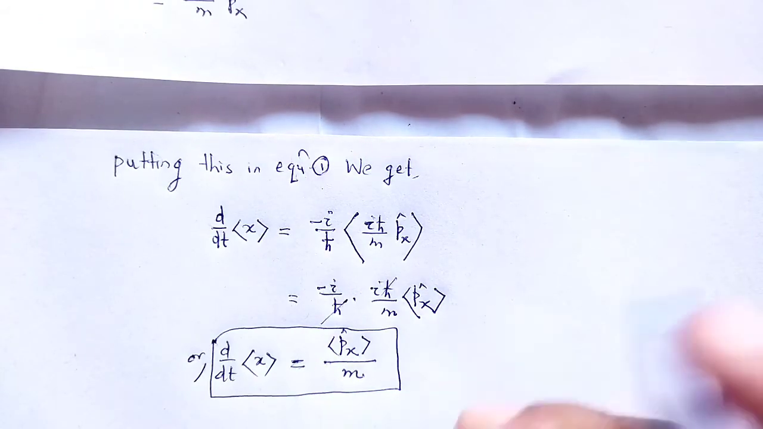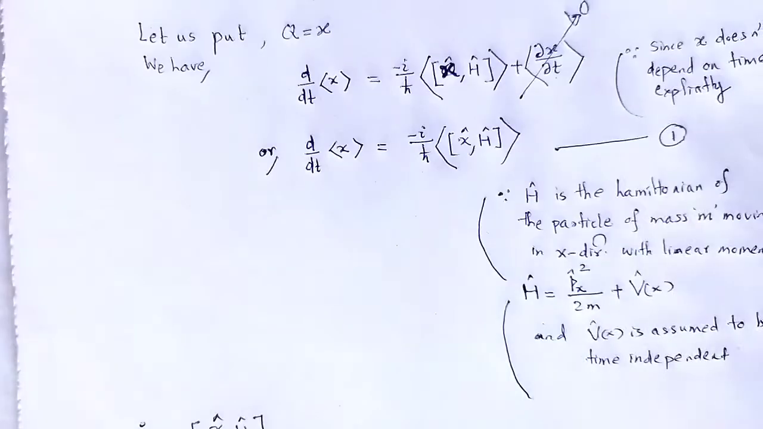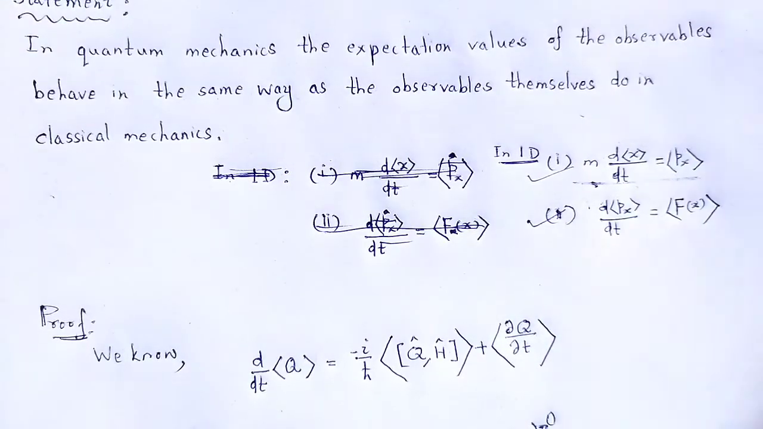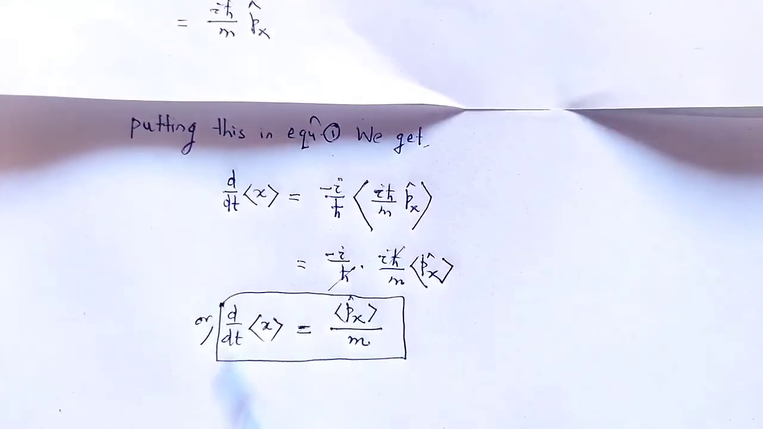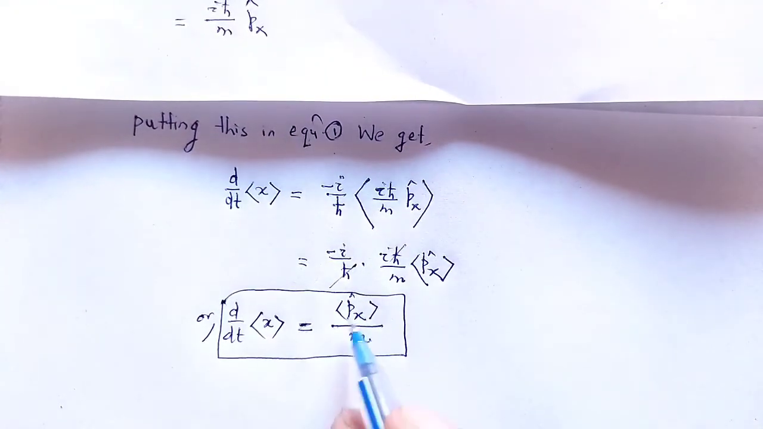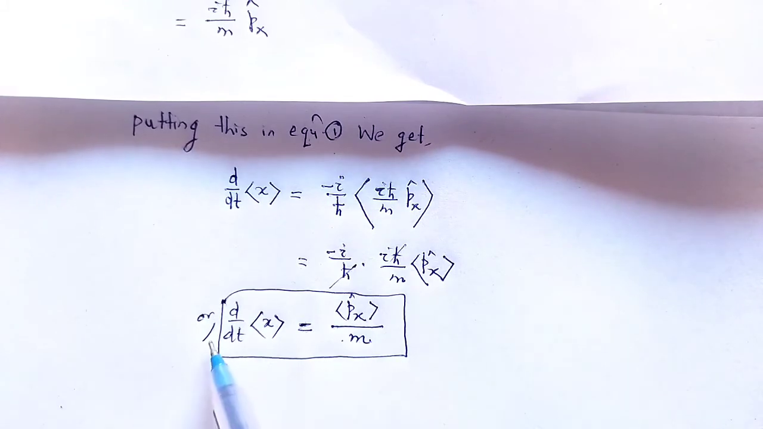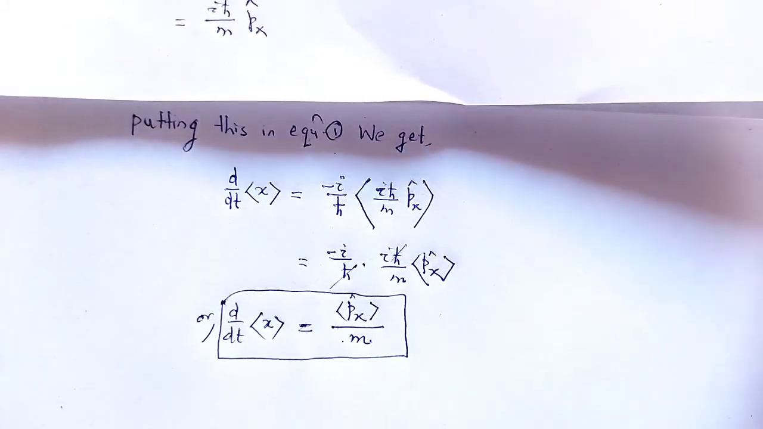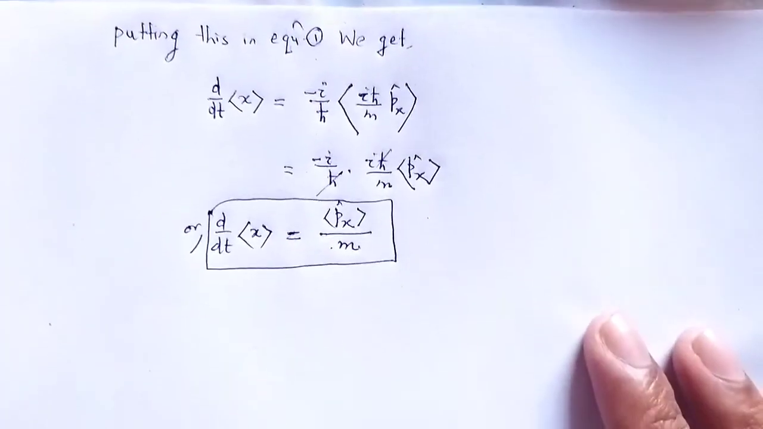That is the proof of equation number 1, m dx by dt equals Px, or when m goes to that side it will be multiplied to the other side of the equation. This is the proof of the first equation.